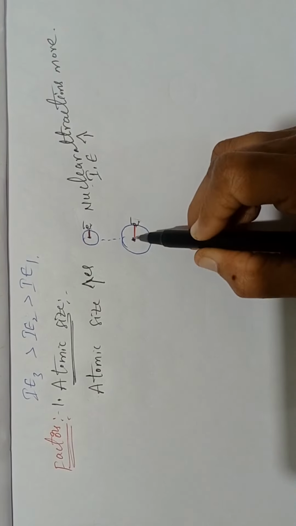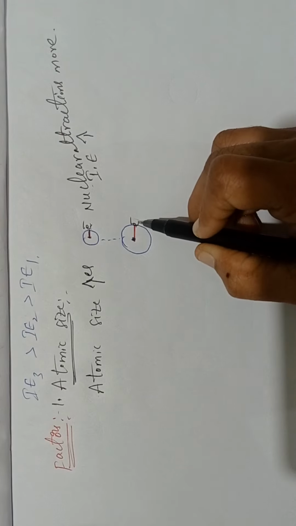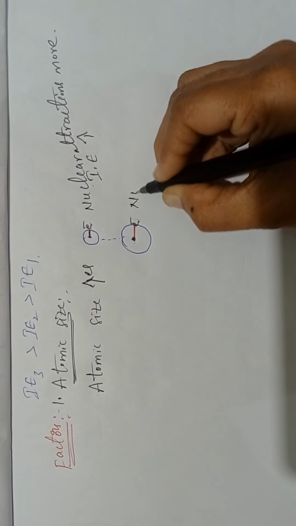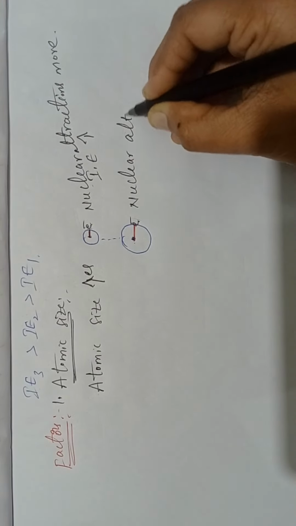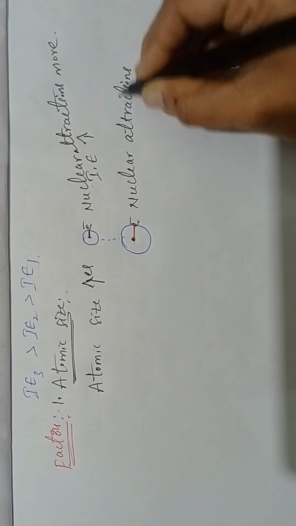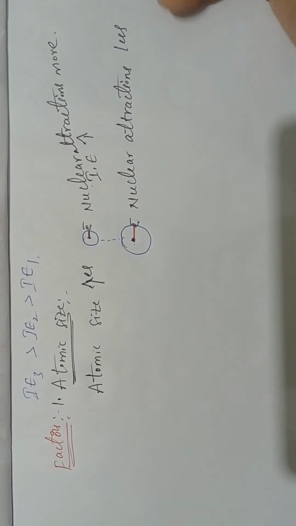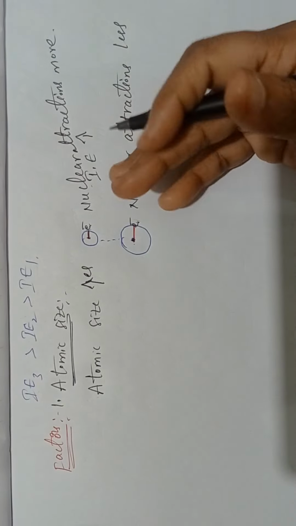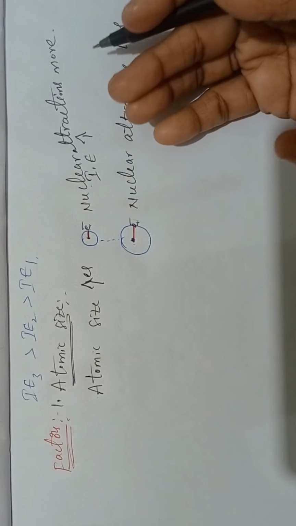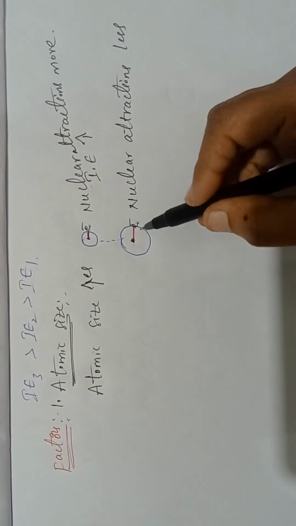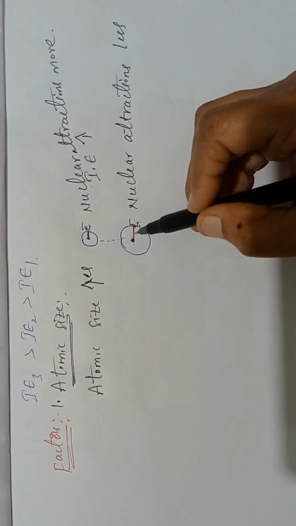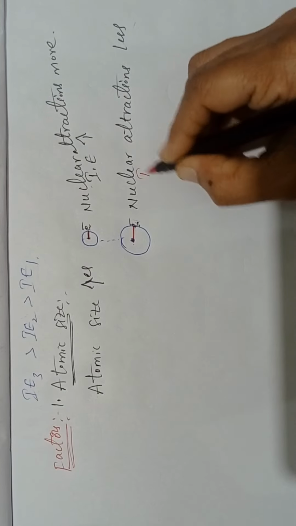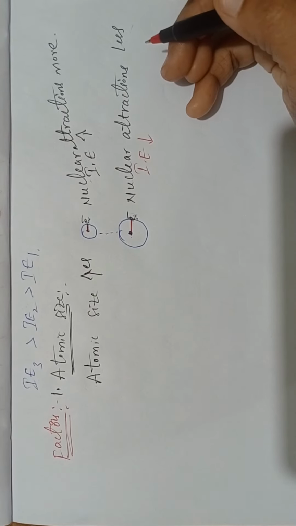And coming to here, students, the distance between the nucleus and the valence electron is more. So here nuclear attractions are less. Are you clear? Nuclear attractions are less, so it is ready to lose the electron. So less energy is required to remove the electron from the valence shell, very less energy, because the nuclear attractions are less. So that's why ionization energy is less. Are you clear in this case?